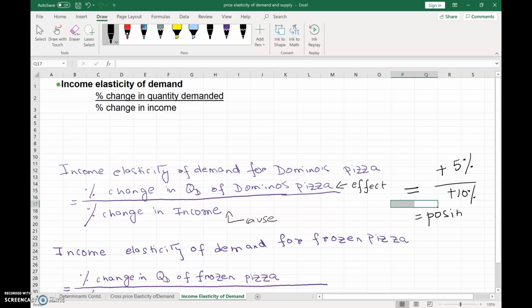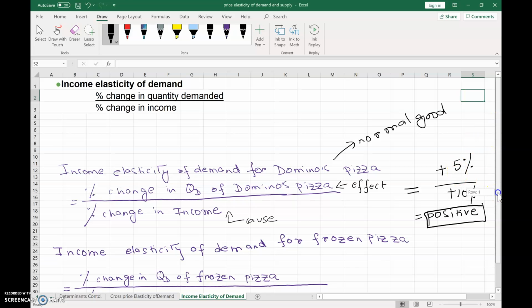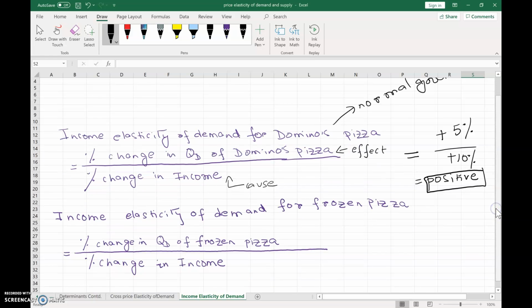We have a positive result in the calculation. Because we have a positive result here, this means the demand for Domino's pizza went up when income went up. That means Domino's pizza is a normal good. And for a normal good, the income elasticity of demand will be a positive number.